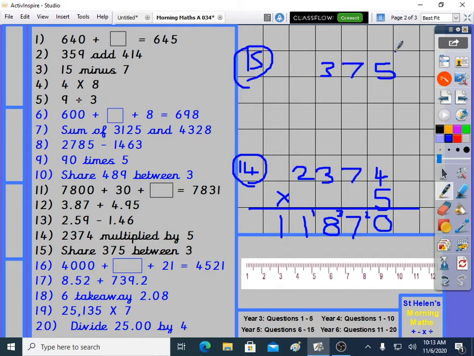375 divided by 3 is going to be 125. My brain's telling me. Let's see. 3 into 3 is 1 exactly. How many 3's in 7? 3, 6 is 2, carried a 1. And how many 3's in 15? 3, 6, 9, 12 and 15. I counted on my fingers, it was 5.